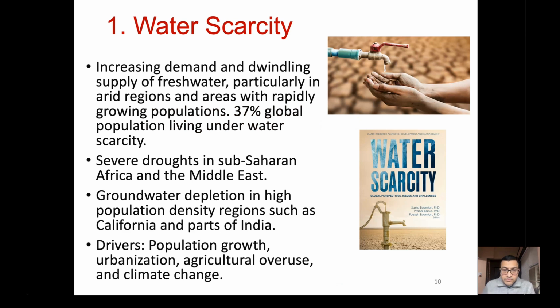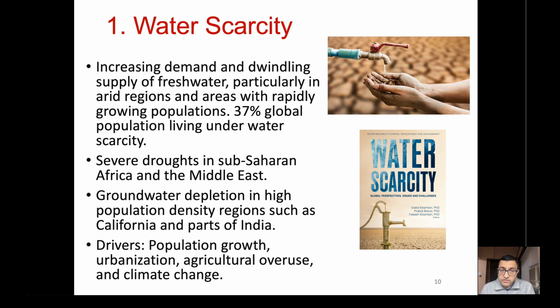Okay, so let's first look at water scarcity. About 37% of the global population is living under water scarcity. That's a pretty staggering number, which is caused by increasing demand for water and dwindling supply of fresh water, particularly in the arid regions and areas that have rapidly growing population, some of which are sub-Saharan Africa and the Middle East, which also see severe droughts often.